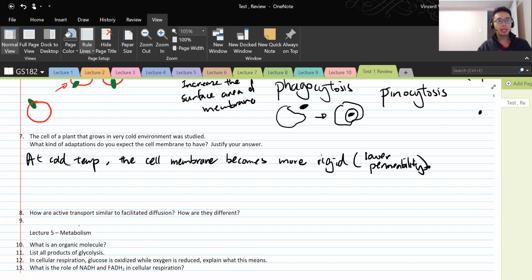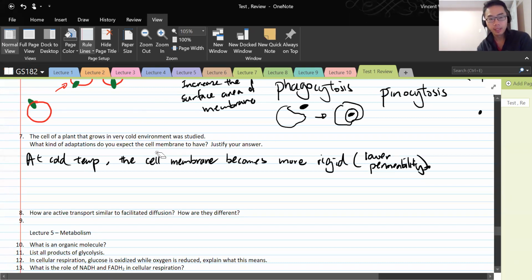So if we have a plant that grows in a very cold environment all the time, right? We don't want the cell membrane to be too rigid because then nothing goes out, nothing comes in, right? So what kind of adaptation do you think is going to happen? Did you have a suggestion, Yusuf?